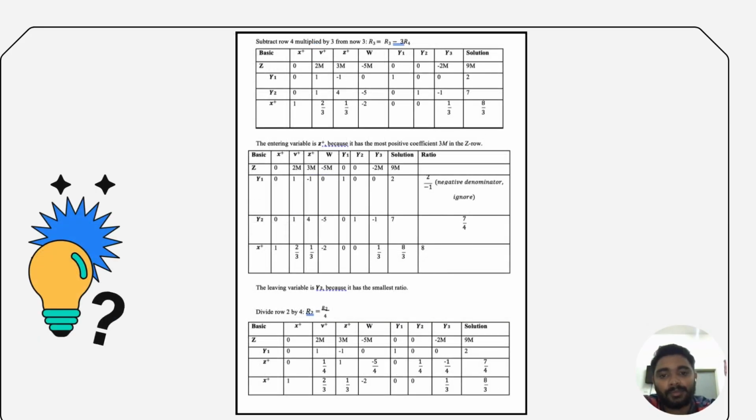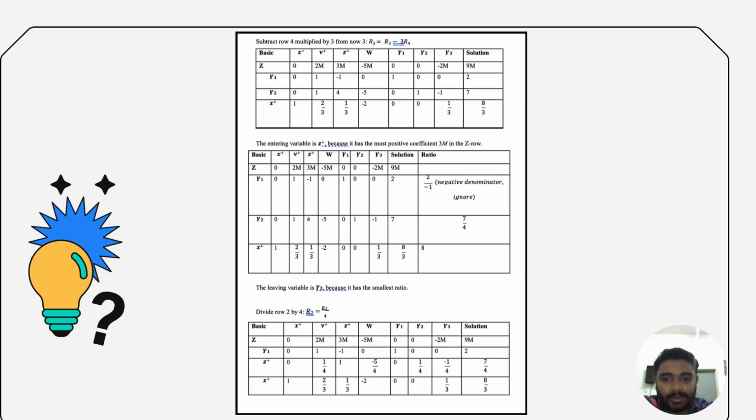Next, we subtract row 4 multiplied by 3 from row 3, so R3 equals R3 minus 3 R4. After that, we know that the entering variable is x positive because it has the most positive coefficient, 3M, in the z row. The leaving variable will be y2 because it has the smallest ratio.